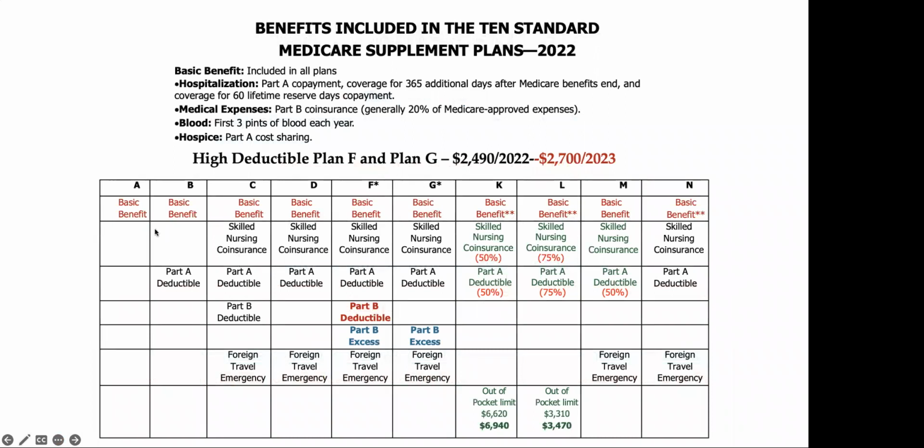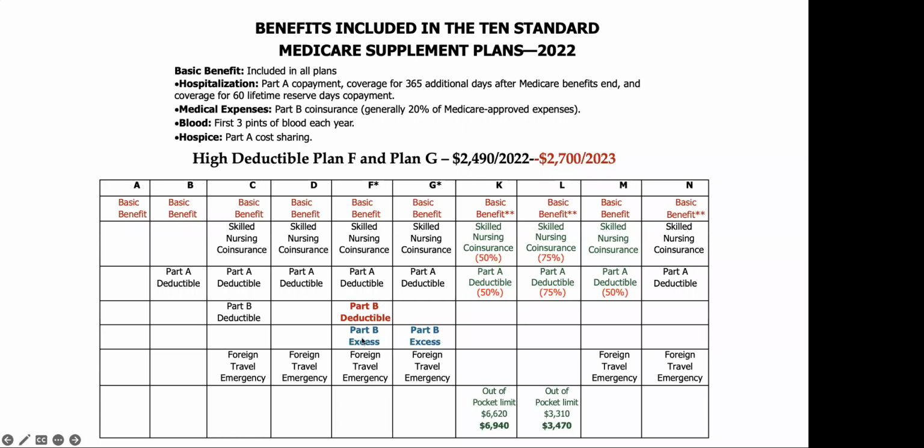This is a chart of the 10 different Medigap supplemental plans. And you can see the letters across the top line here. And you'll see under Plan F and Plan G that most of the boxes are filled in. In fact, all of the boxes are filled in for Plan F, which is the most comprehensive plan, because in addition to all the benefits, Plan F also pays your annual Part B deductible, which is going to be $226 next year. So they cover that. Plan G gives you everything that Plan F gives you, except for the Part B deductible.